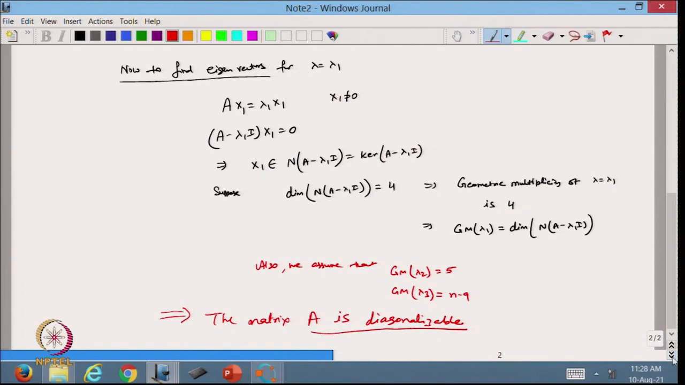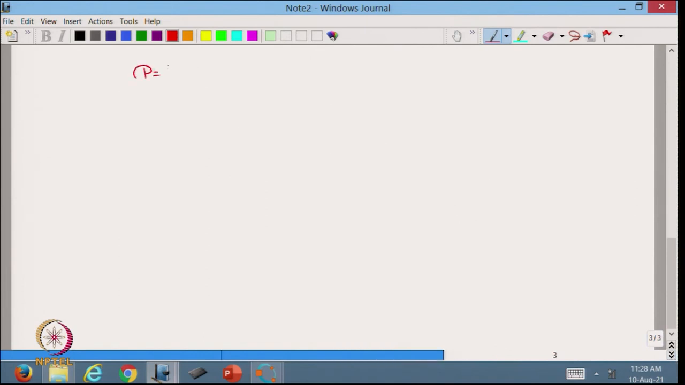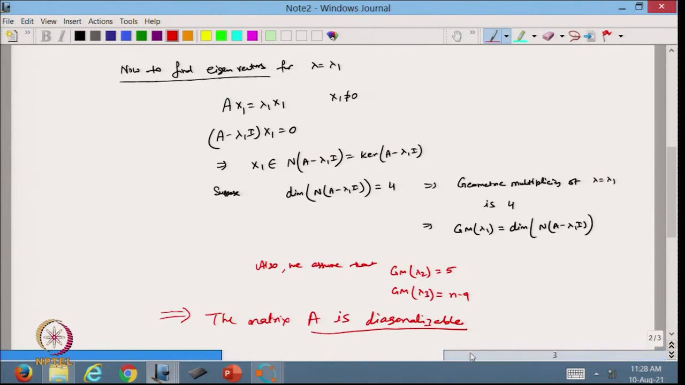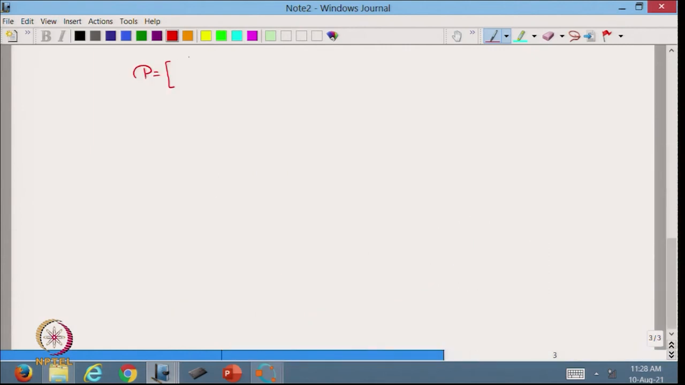And how is it diagonalizable? I can define the matrix P made up of eigenvectors. Corresponding to lambda 1, we have geometric multiplicity 4, so I will get four linearly independent eigenvectors, maybe I write x1, x2, x3, x4. Then corresponding to lambda 2, I write y1, y2, y3, y4, y5, and then corresponding to lambda 3, z1, z2, like this. So this is my matrix P, and all the column vectors are linearly independent.